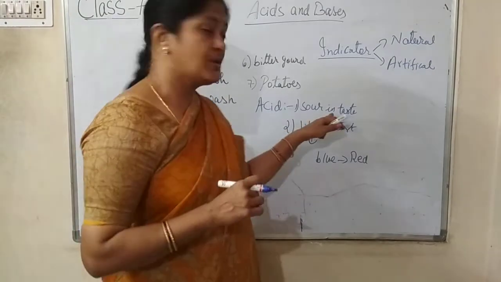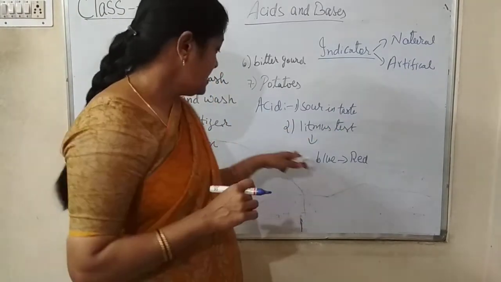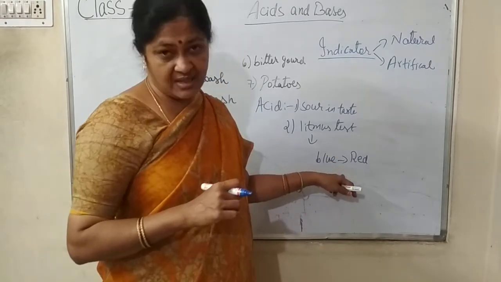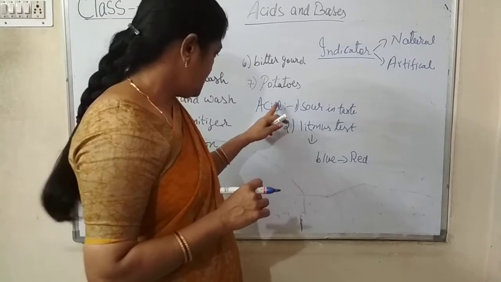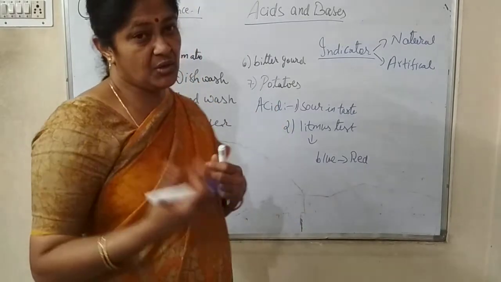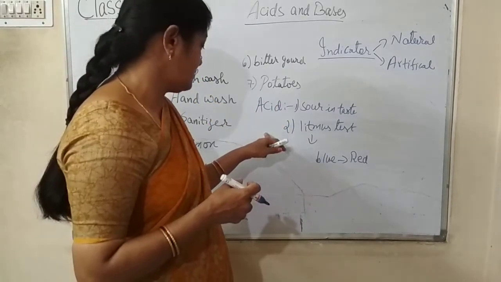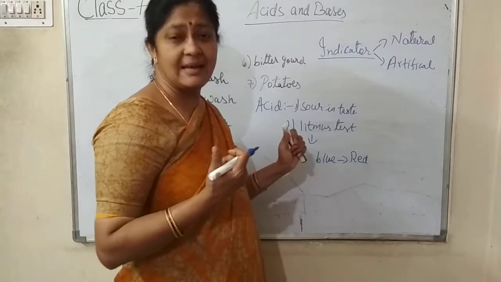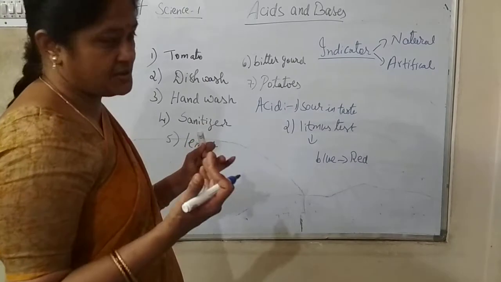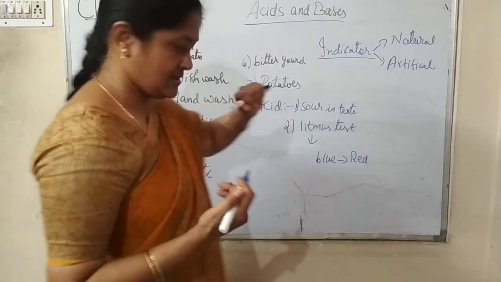Acids are sour in taste and they turn blue litmus to red in color. This is an indicator. And how can we say whether a particular substance is an acid? They don't give any kind of foam or lather when soap is used. Now base. Now what is a base?